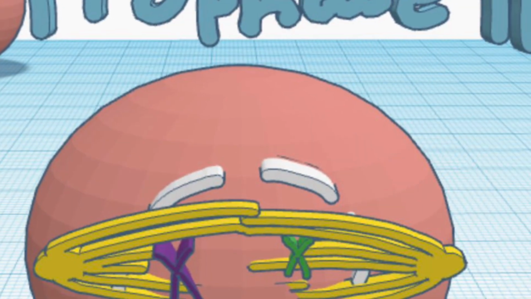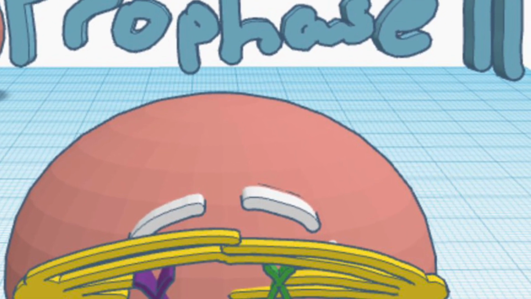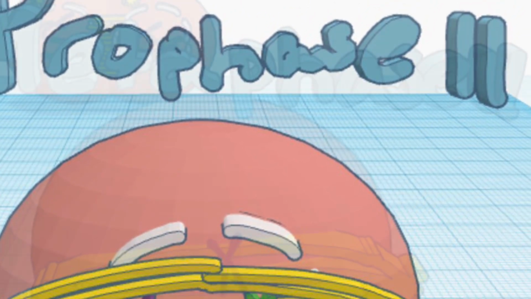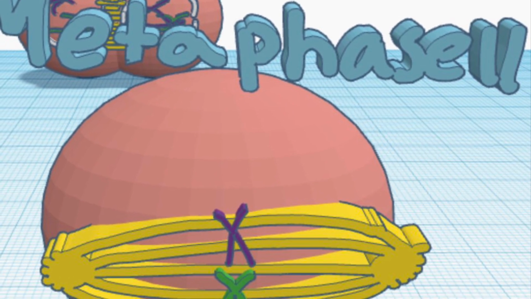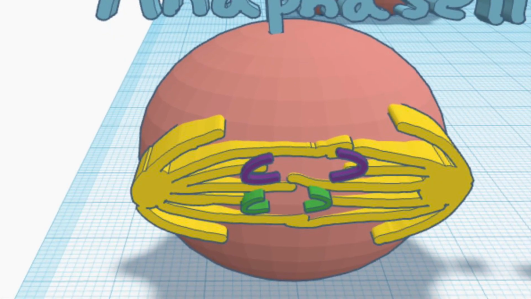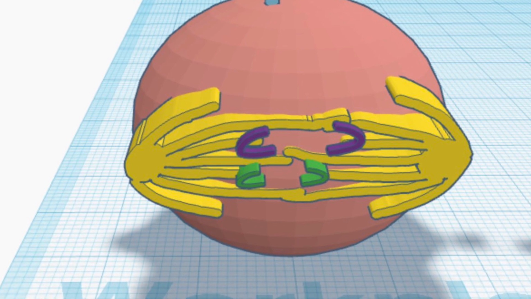For the second part of meiosis, we have prophase 2. The nuclear membrane begins to disappear and the DNA exists as chromosomes. Next, we have metaphase 2. The chromosomes line up along the center and middle of the cell. Now it's anaphase 2. The copies of DNA are then separated and go to each end of the cell.